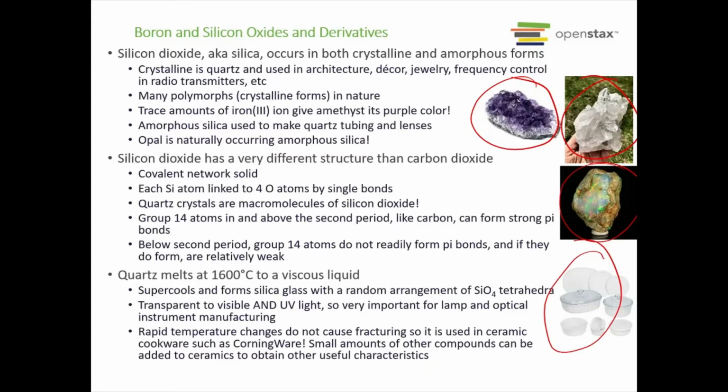And then you can add small amounts of other compounds to the ceramics to give them other characteristics that might be useful for whatever type of ceramic you're using. So silicon dioxide is very, very useful.